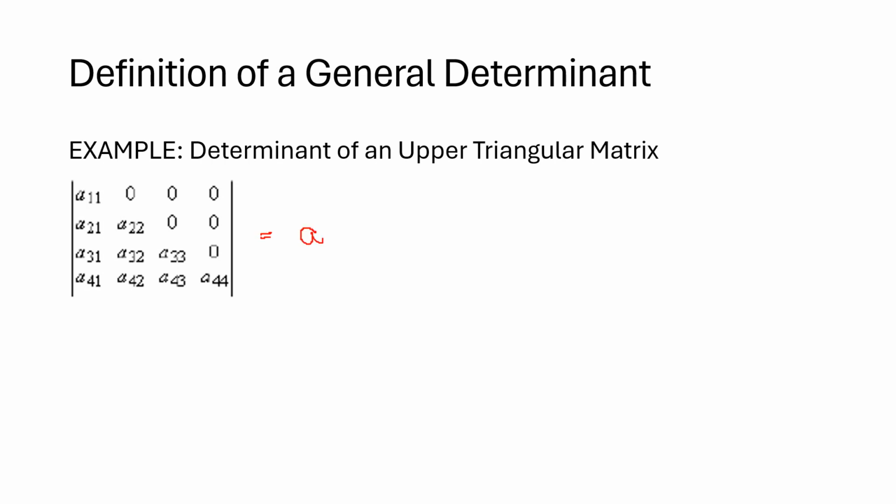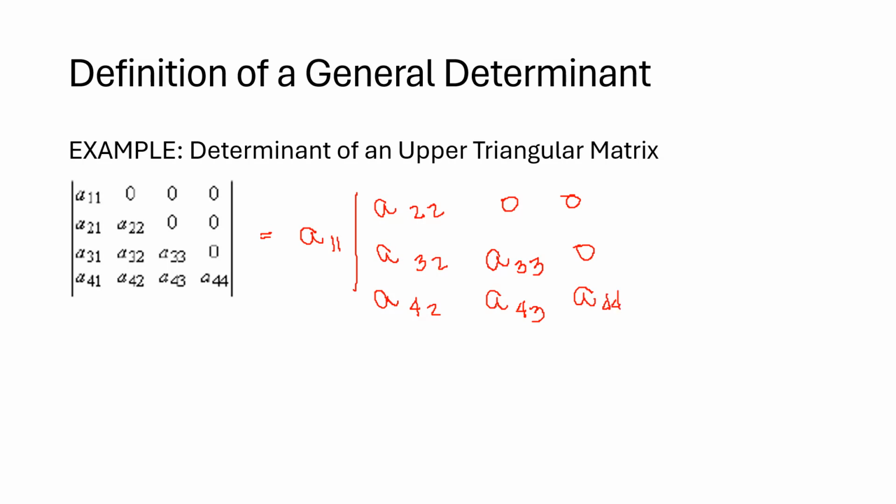you have A11 times the cofactor of A22, then you have 0, 0, then A32, A33, 0, then A42, A43, and A44. And then since this is 3 by 3, you have A11 times A22 times the 2 by 2 determinant with A33, 0, A43, A44.